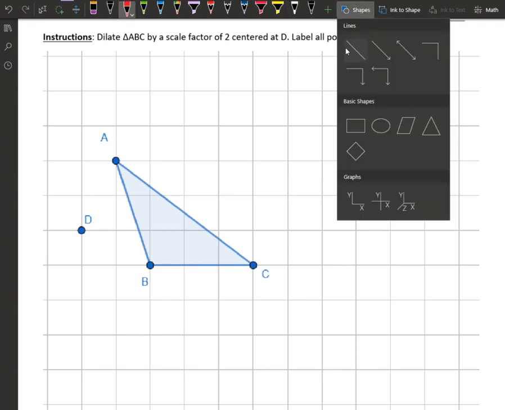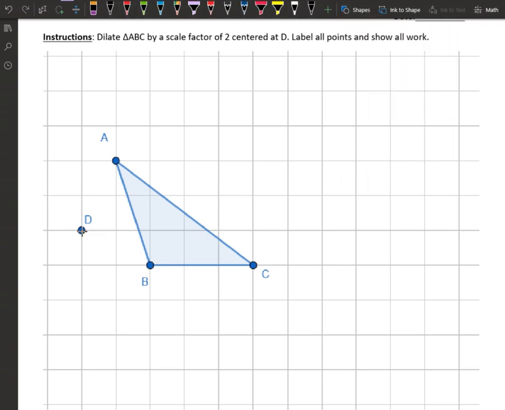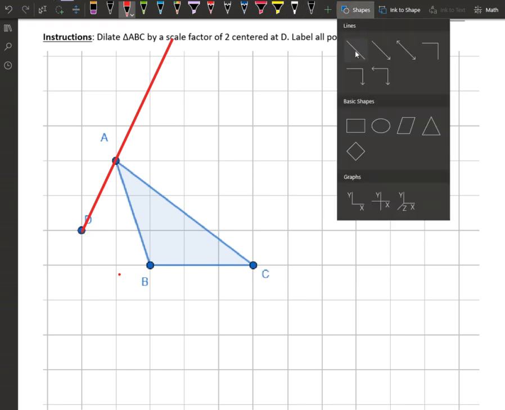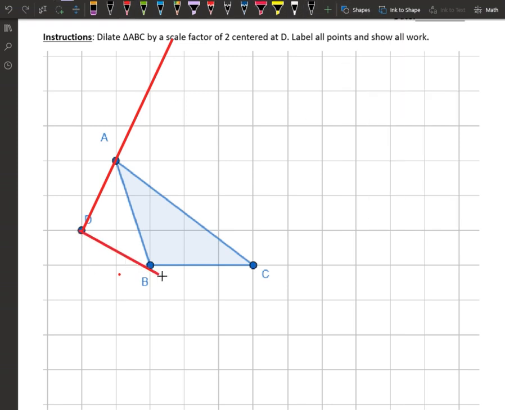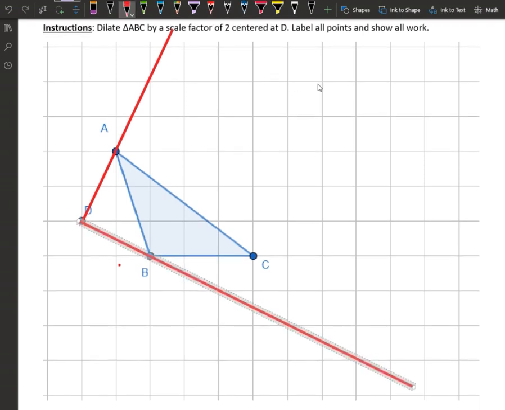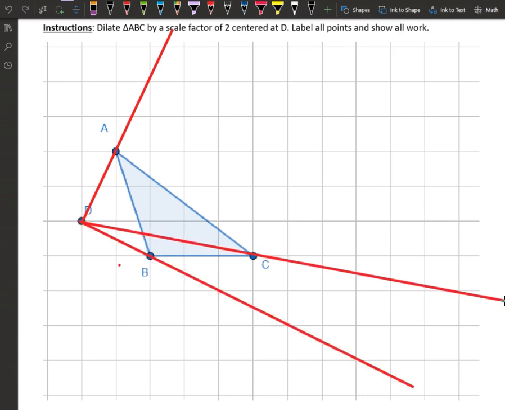Make sure it's red. Draw a line from the center of dilation all the way through, as far as you can. And do that for each point on the triangle. Just make it as long as you can. From point D, the center of dilation, to every single point. Okay, so you'll use a ruler, but I have a computer so I can use this.